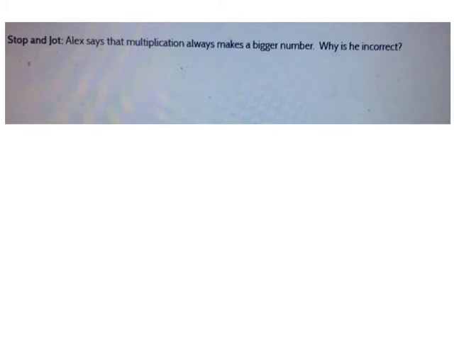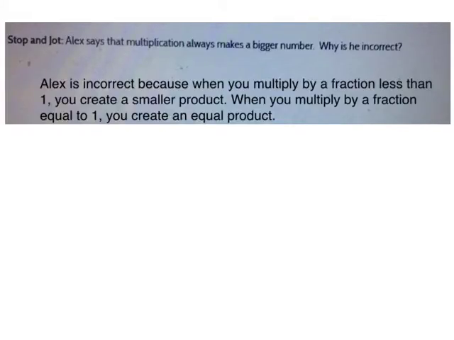Now you try a stop and jot. Alex says that multiplication always makes a bigger number. Why is he incorrect? Go ahead and answer that question now. Alex is incorrect because when you multiply by a fraction less than 1, you create a smaller product. When you multiply by a fraction equal to 1, you create an equal product. You only create a larger product when you multiply by a number greater than 1.